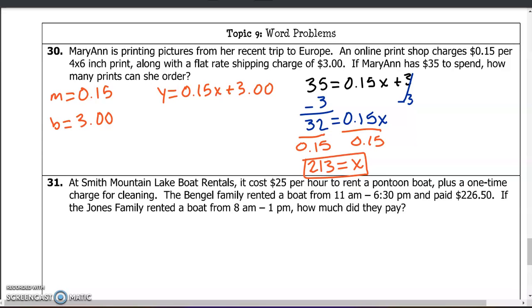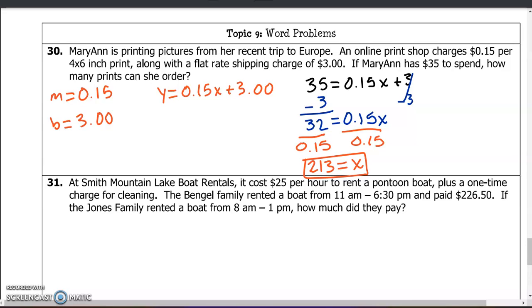All right, so now we look at number 31. At Smith Mountain Lake Boat Rentals, it costs $25 per hour to rent a pontoon boat plus a one-time charge for cleaning. The Bingle family rented a boat from 11 a.m. to 6:30 p.m. and paid $226.50. If the Jones family rented a boat from 8 a.m. to 1 p.m., how much did they pay?